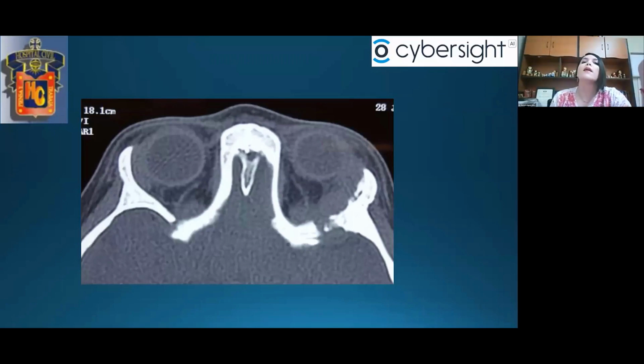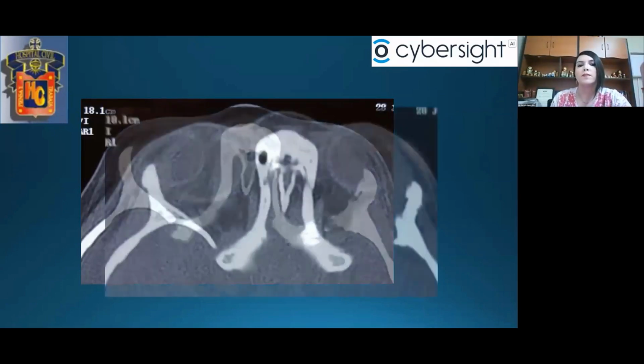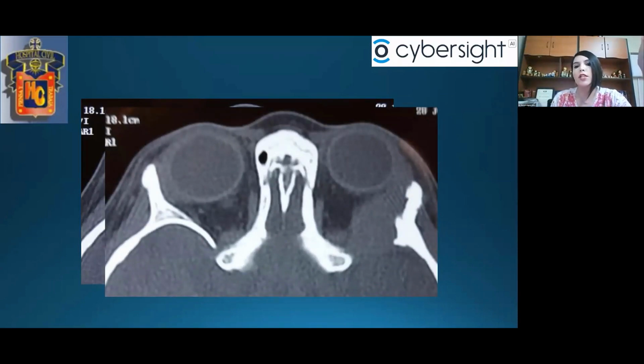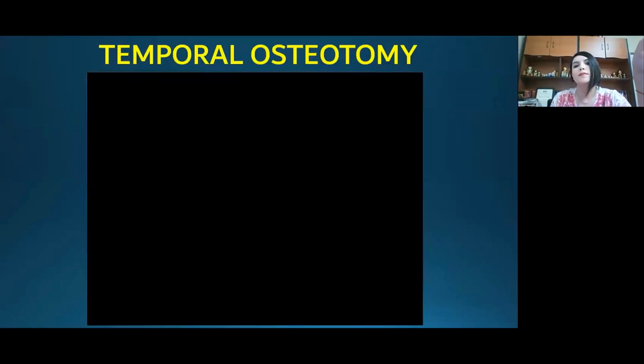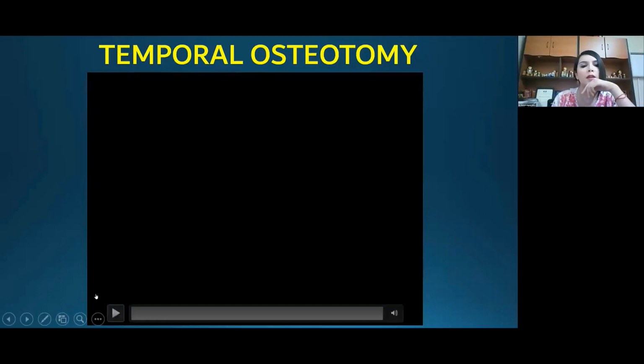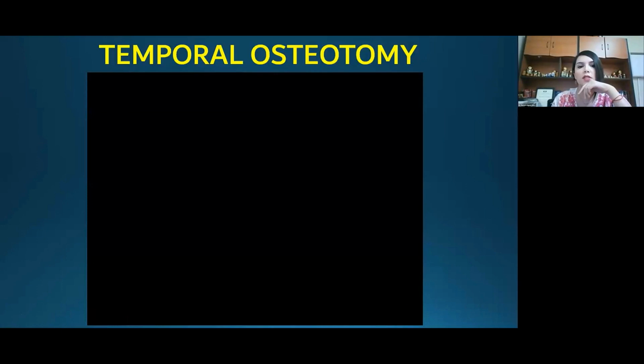Thinking about it, it's a 2-year-old patient. Here is another projection where we can see that temporal wall totally eroded. More eroded. And here we are going to see the approach that we did with this little patient.